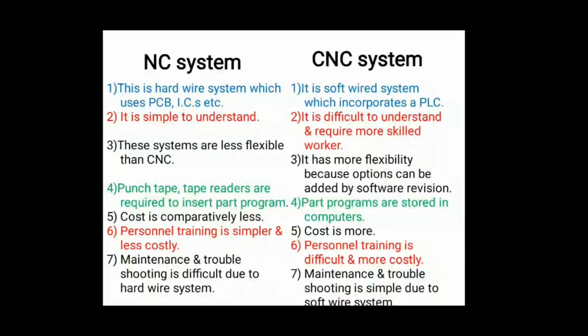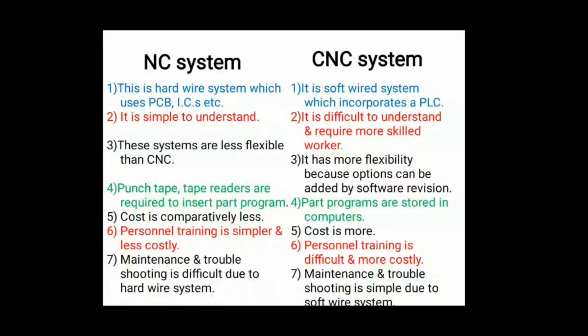Cost is comparatively less in NC, and in CNC cost is more due to automation. We are using highly facilitated machines. Point number 6, personnel training is simple and less costly. In the NC machine we do not need a highly skilled person, so training is less costly and simpler. In CNC the cost is more, and personnel training is difficult and more costly.